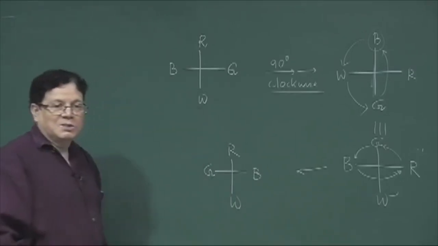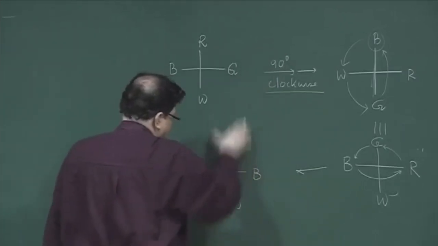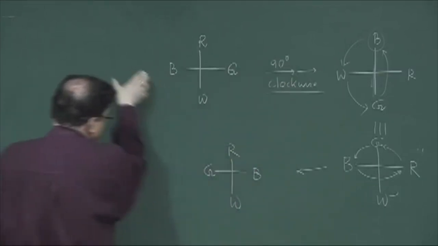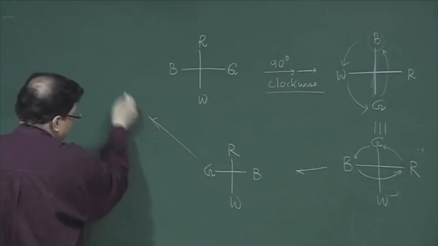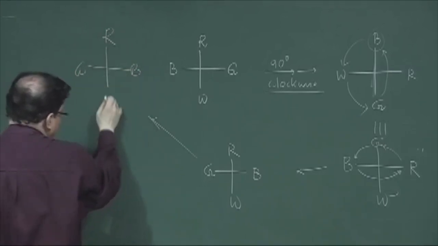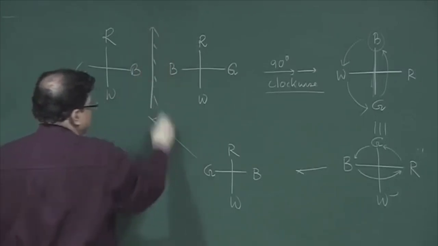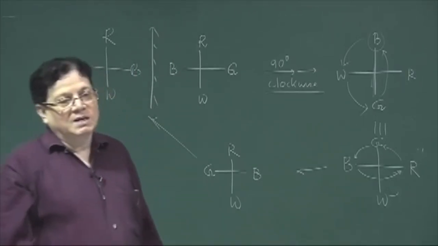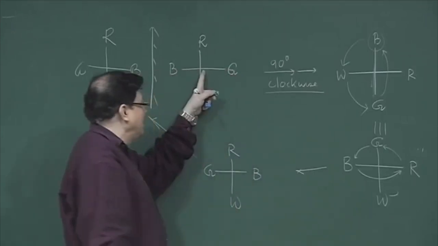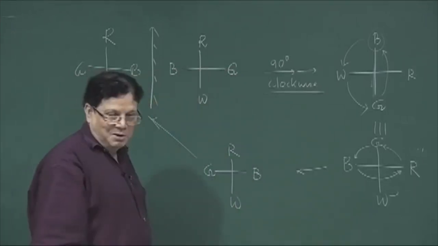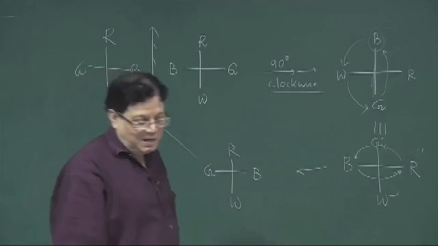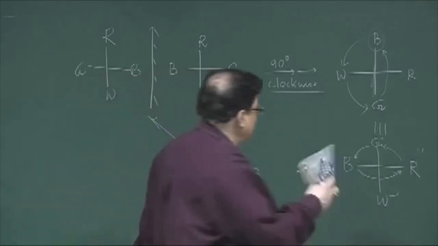Now, look at these two molecules. Unfortunately it is drawn at the bottom, but if I place it on this side, maybe I can draw it again. The same thing I am drawing. So, B is here, G is there, R is here and W is here. What is the relationship between these two? You see that they are enantiomers of each other. That means if you do this 90 degree clockwise rotation of a molecule with a single asymmetric carbon or chiral center, you change the molecule into its enantiomer.